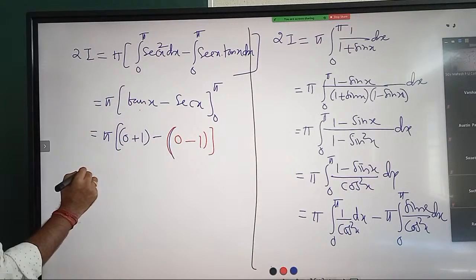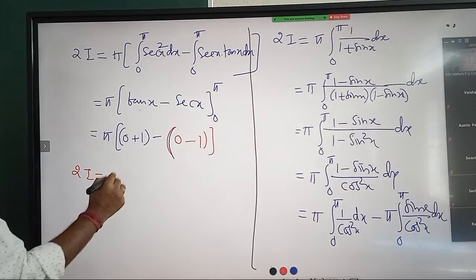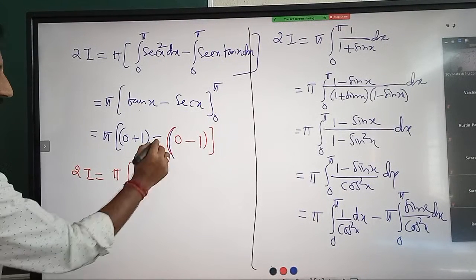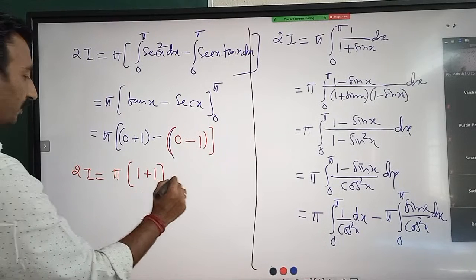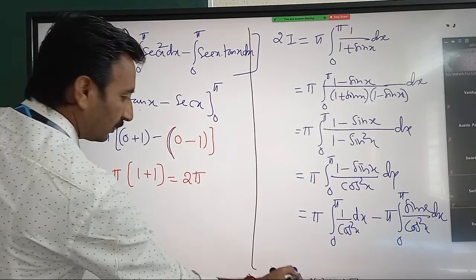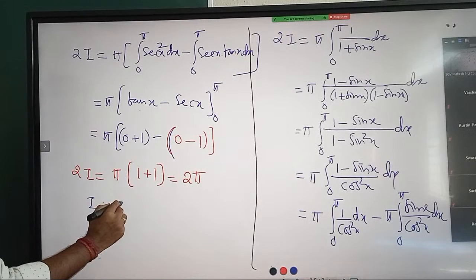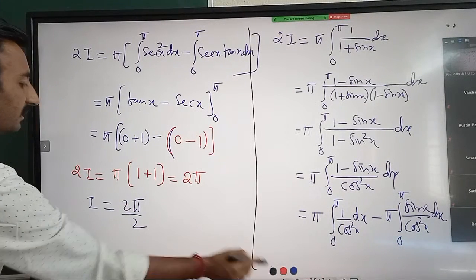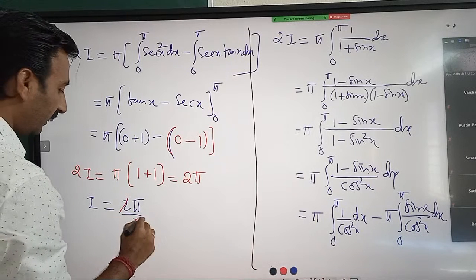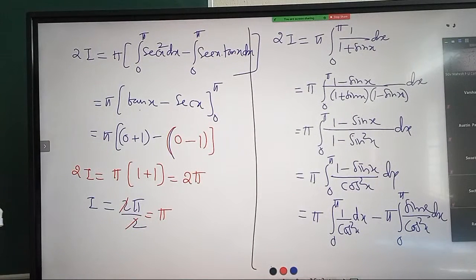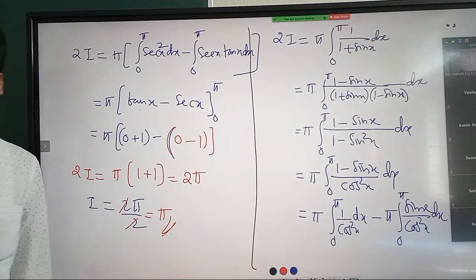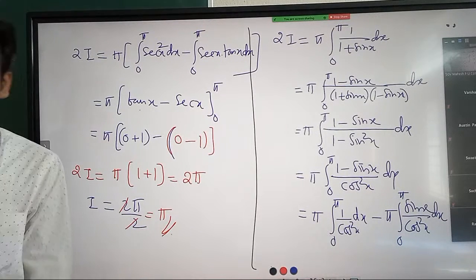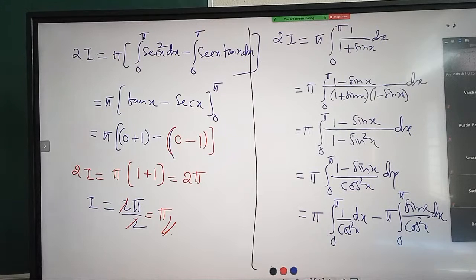Continue. 2I equal to pi in the bracket, this is 1 minus of minus 1, so you get it as 2 pi. So finally I equal to 2 pi divided by 2, take this 2 to the right side and cancel this 2, so you get the answer pi. So the answer for the homework problem is pi. I hope all of you got pi, correct? All of you got pi, then it is correct. Next problem.